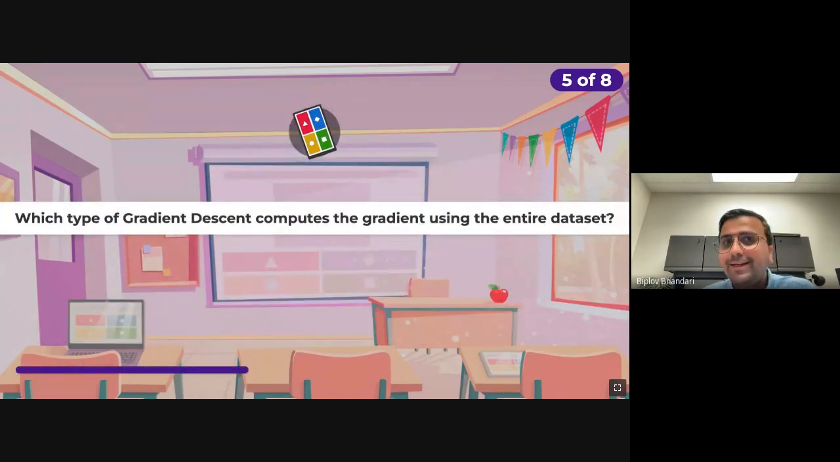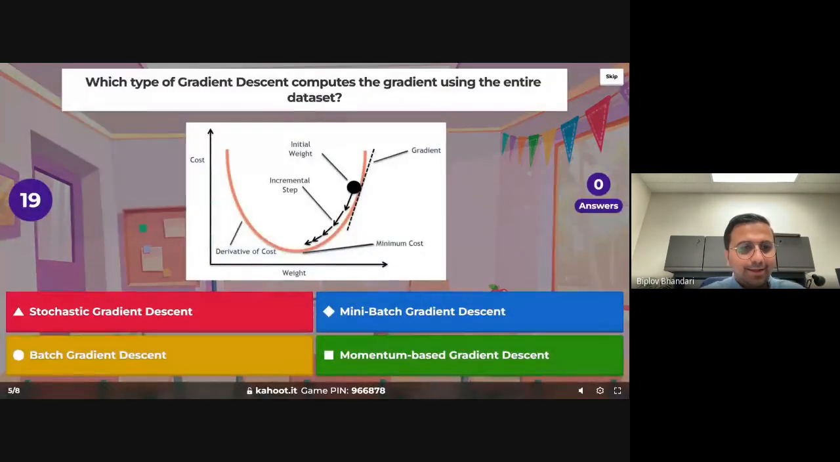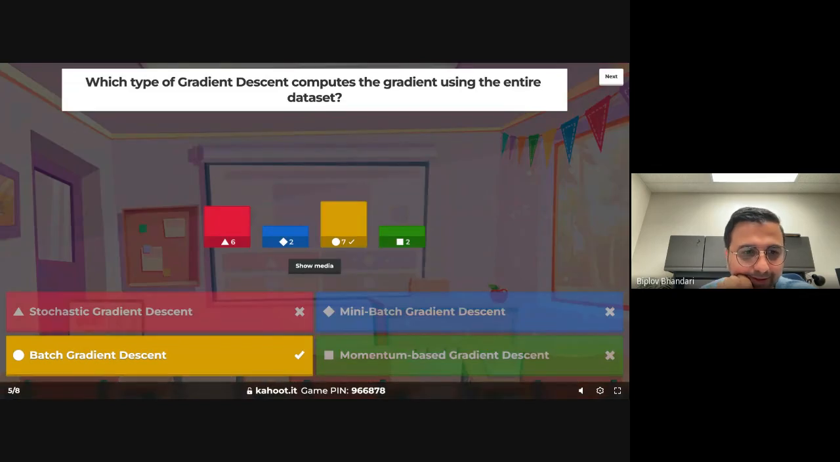What type of gradient descent computes the gradient using an entire data set? Is it stochastic gradient descent, mini batch, batch gradient descent, or momentum based gradient descent? Remember, we talked you can pass all data at once, you can pass one data at once, but you can also pass batches, sorry, mini batches of data. It is batch gradient descent. You're just passing everything in one batch, one go.